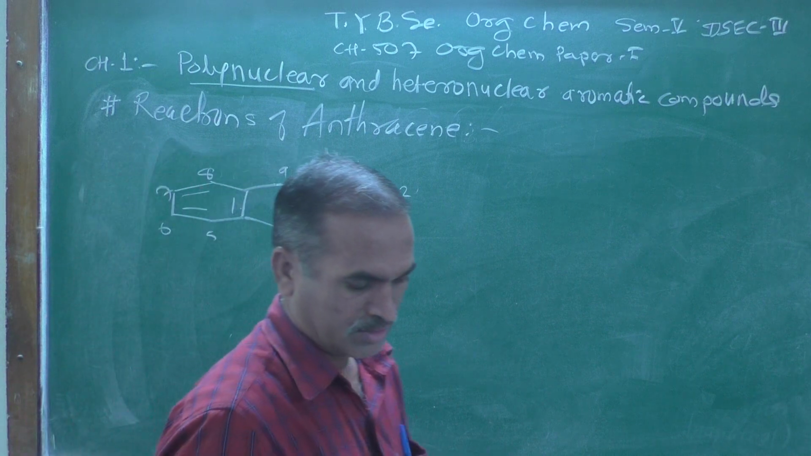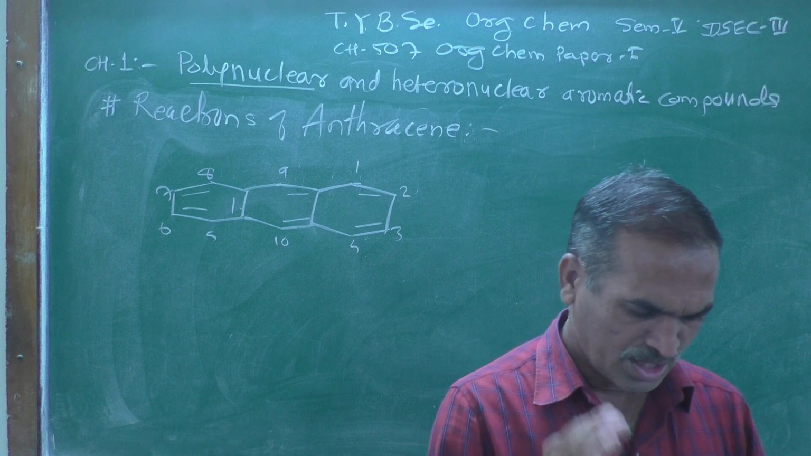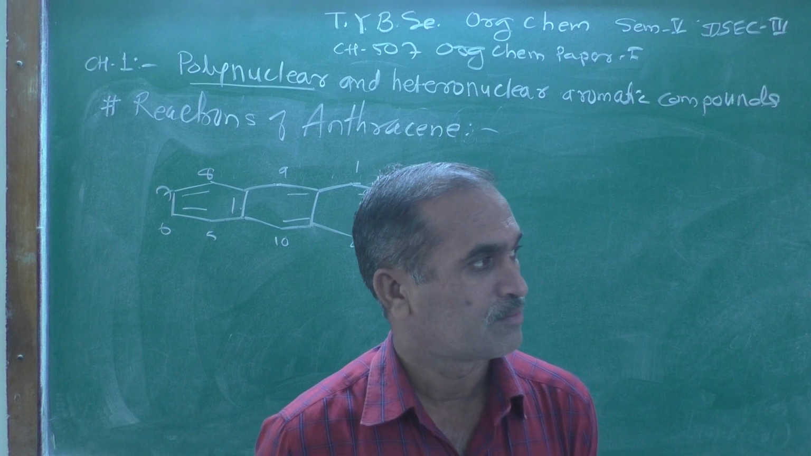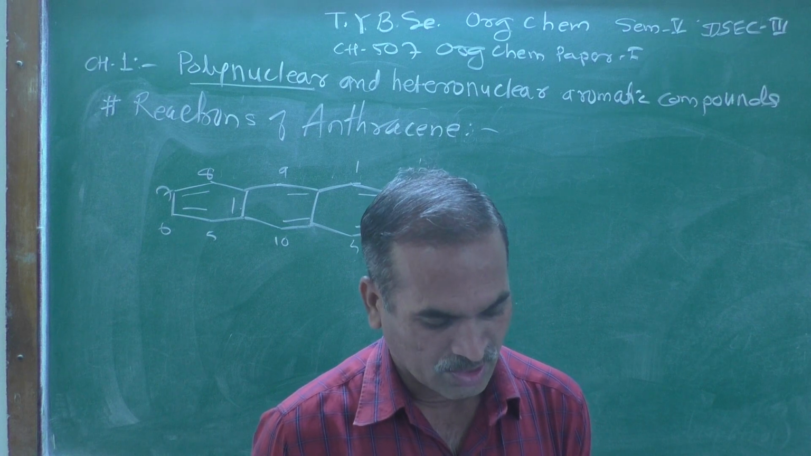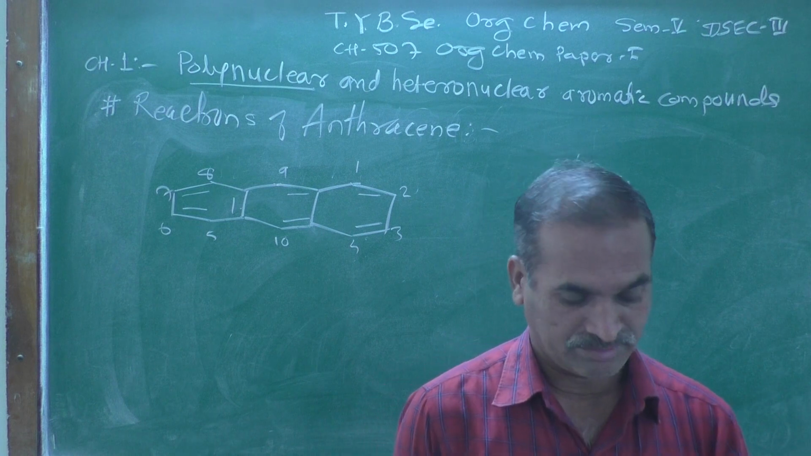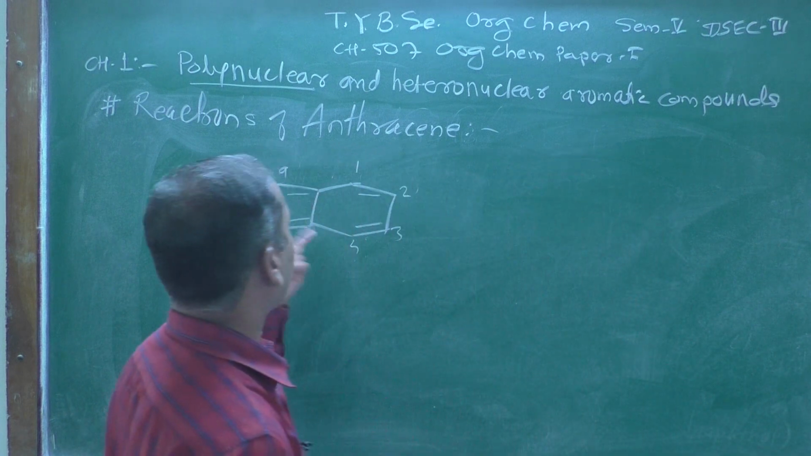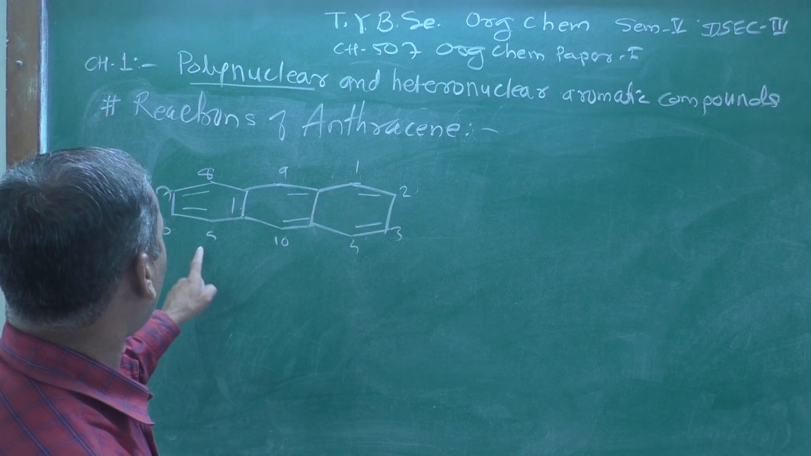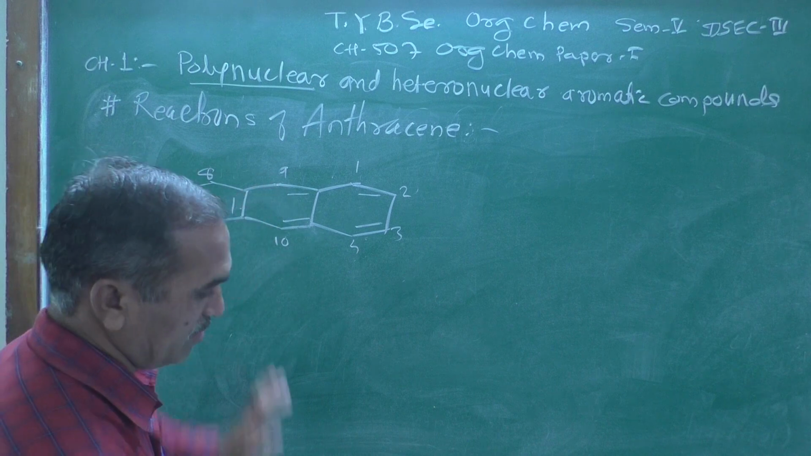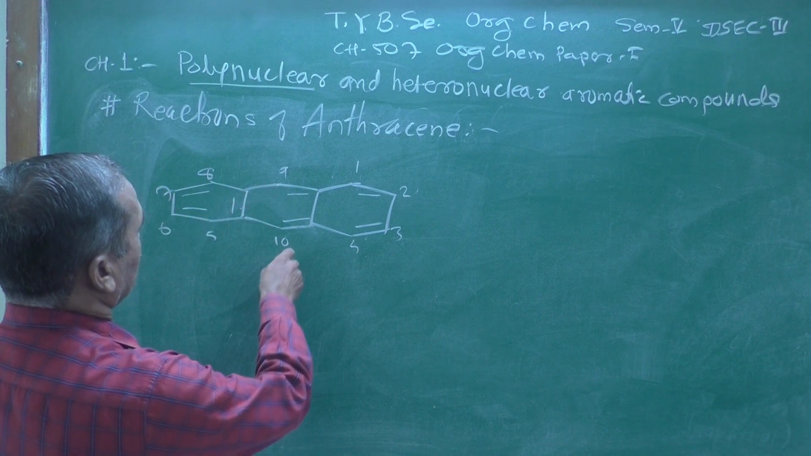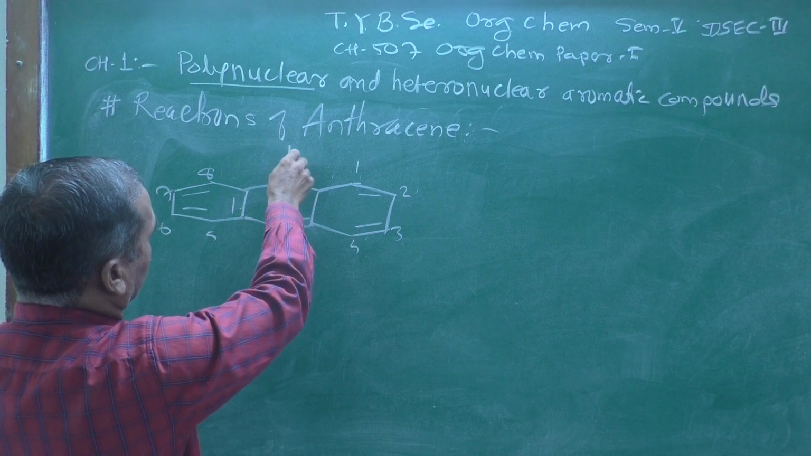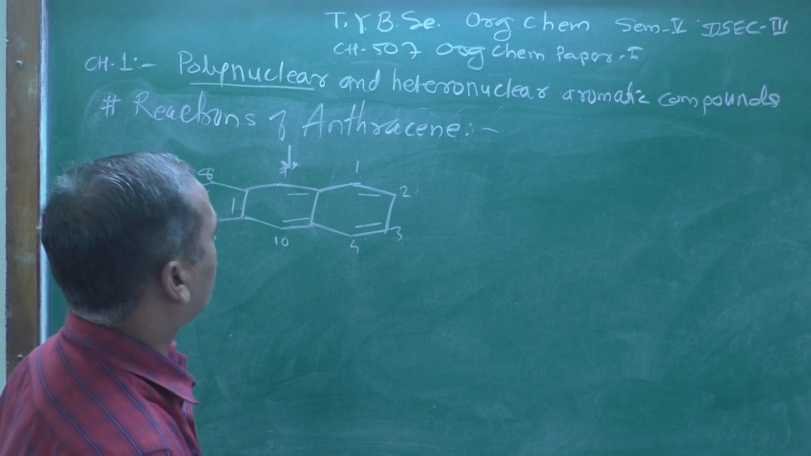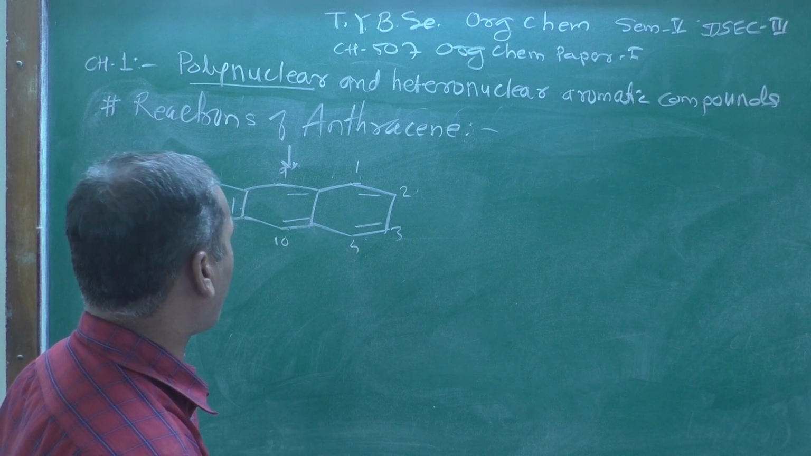That is the general naming or numbering system followed in anthracene. Look here, in naphthalene it is a different way, but here it is 1, 2, 3, 4, 5, 6, 7, 8, 9 and 10. The middle ones are 9 and 10. So this 9 position is more reactive after the electrophilic substitution reaction occurs.